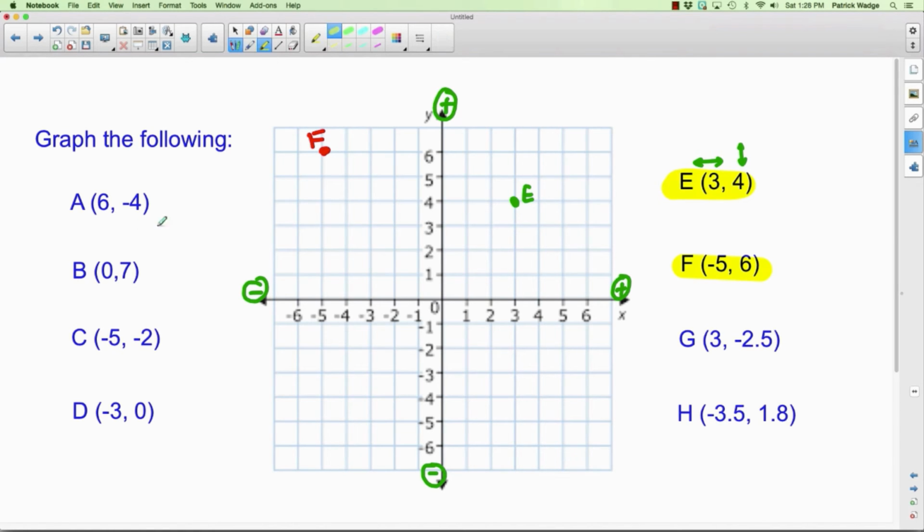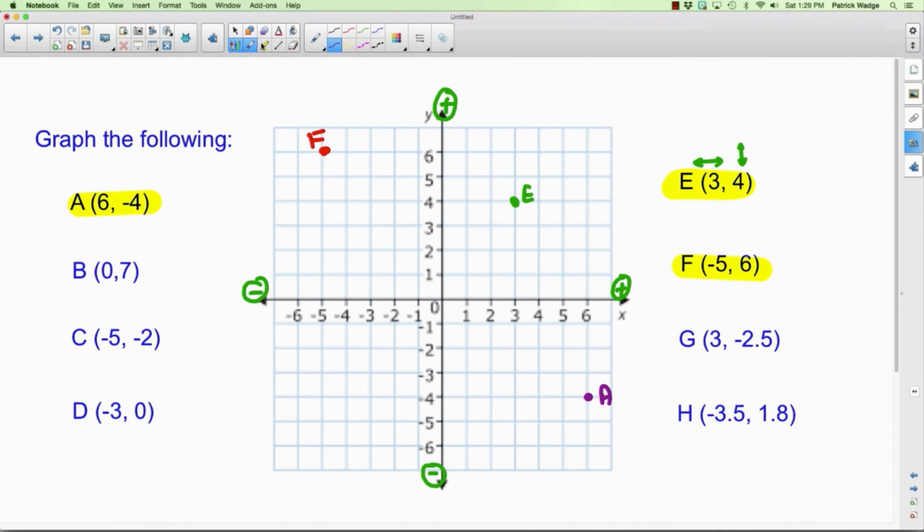Okay, next, let's do a 6 and then negative 4. So 6 is positive, and we're going one of these 2 ways. Always crawl before you leap. So we have to go 6 out this way: 1, 2, 3, 4, 5, 6. And then the second number is negative, so we're actually going to go down. Negative 4: 1, 2, 3, 4. There you go. That's A.